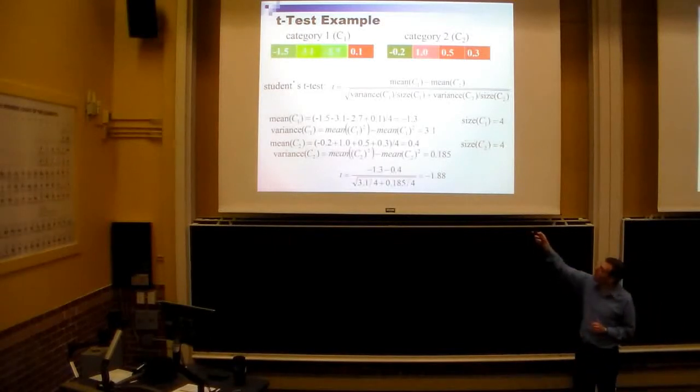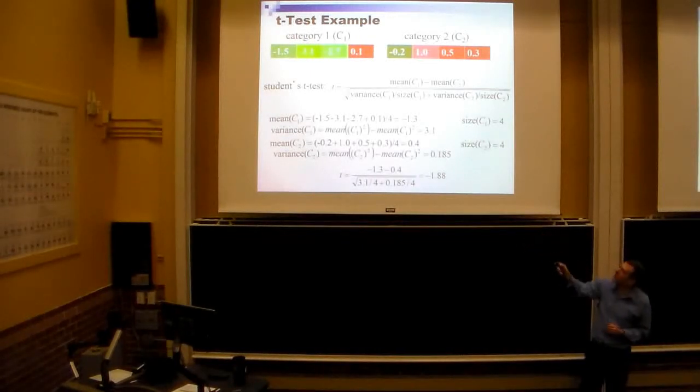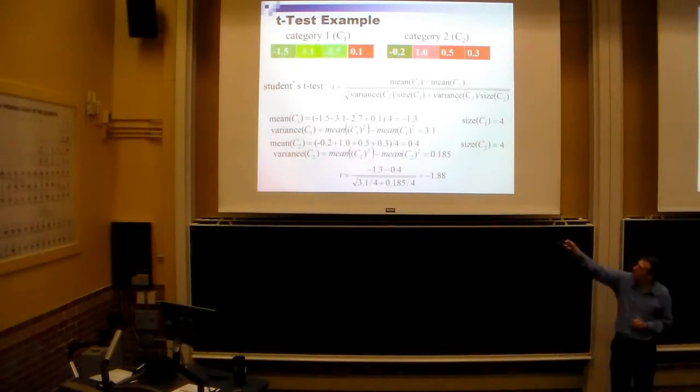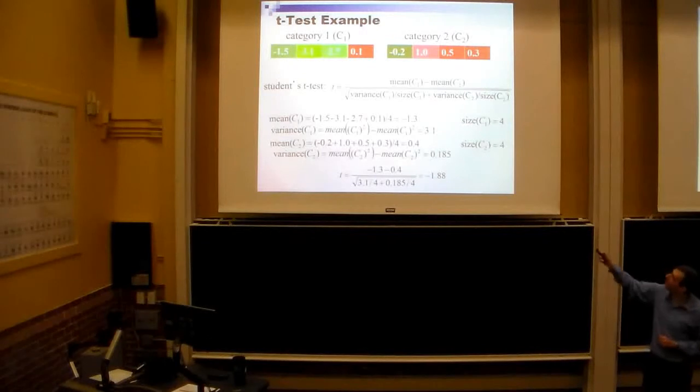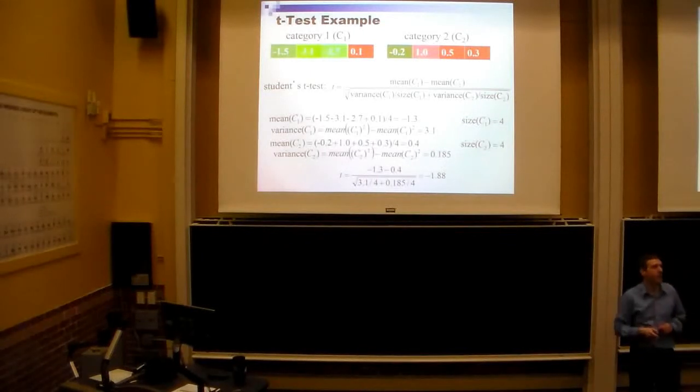So we would first of all need the mean of category 1. We would take the average of these 4 values here, so the average of minus 1.5, minus 3.1, minus 2.7, and plus 0.1. We would get an average of minus 1.2 there. We would also need the mean of category 2, so that is the average of these 4 values here. That will come out to 0.4.